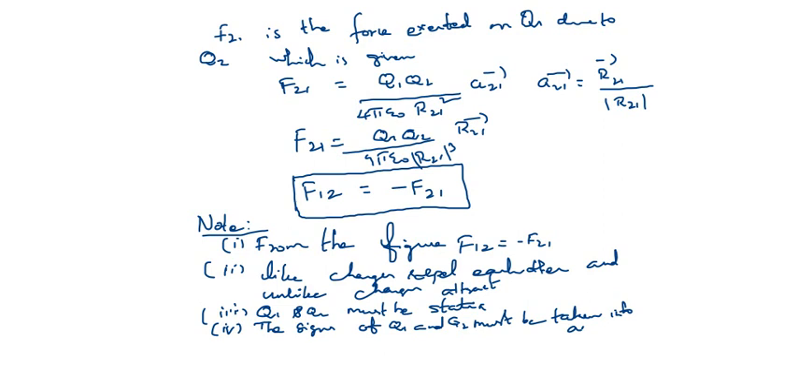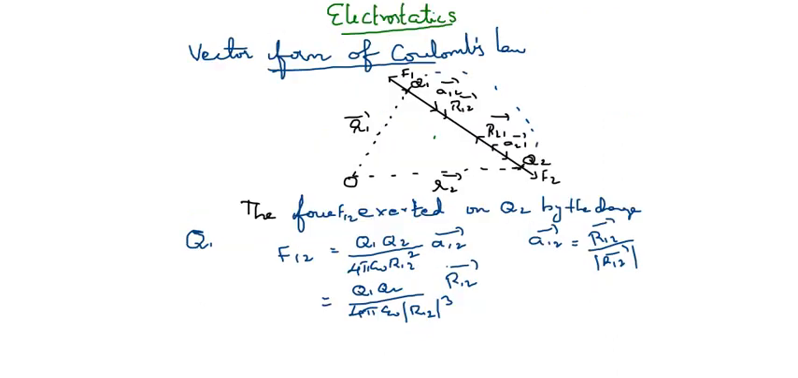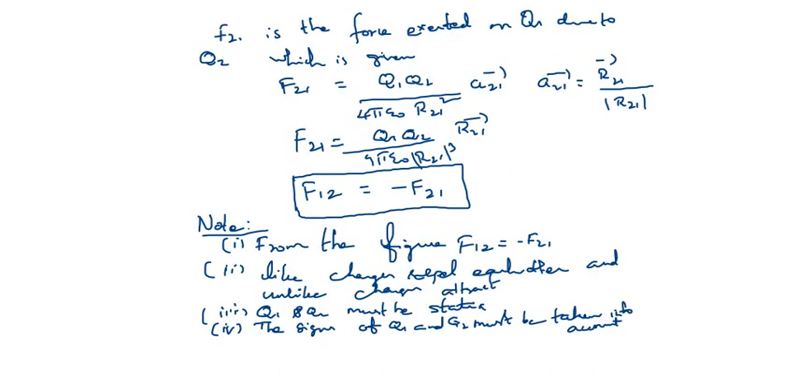So what are the observations we made? That's all about Coulomb's inverse square law. We have seen the theoretical part as well as how it is explained in the vector form. Now let us move on to the next topic, electric field intensity.